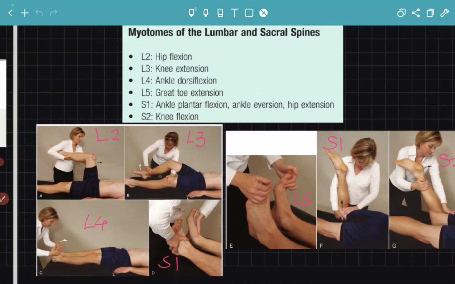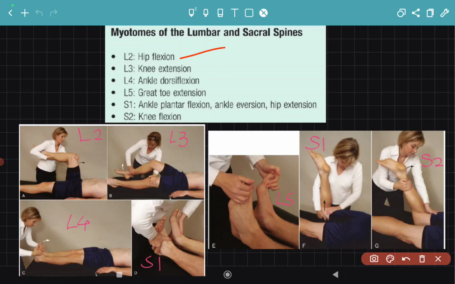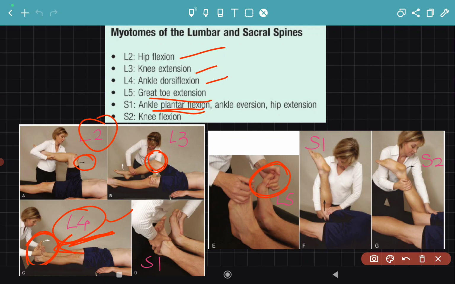starting from L2. So L2 is for hip flexion. You can see over here the hip flexion is being resisted. Then L3 is for knee extension. You can see over here. L4 is for ankle dorsiflexion, resisted over here. Then L5 is for great toe extension, resisted over here. S1 is for ankle plantar flexion, which is not shown over here. It will be opposite to this L4, opposite to what is shown in this diagram. Ankle plantar flexion will be there.